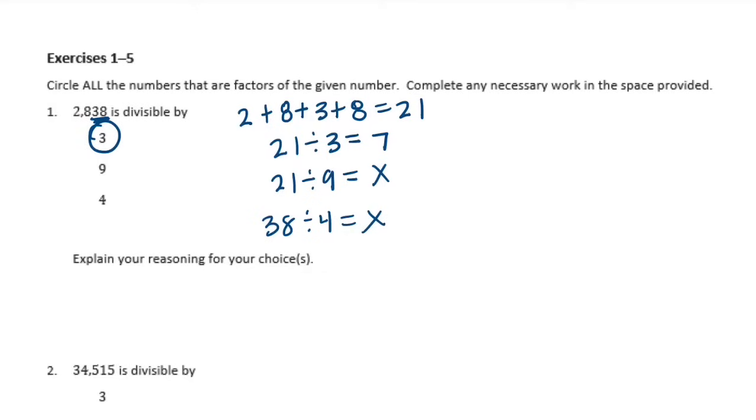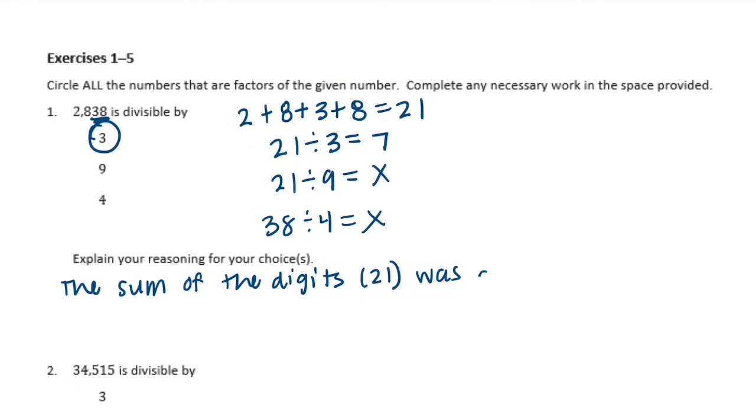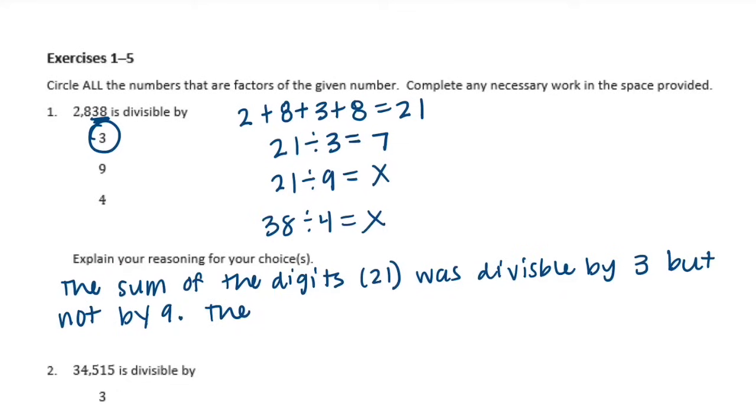So explain your reasoning for your choices. So this, start with 3. So the sum of the digits, which was, we'll just say 21, was divisible by 3, but not by 9. And then we'll say the last 2 digits, which was 38, were not divisible by 4.